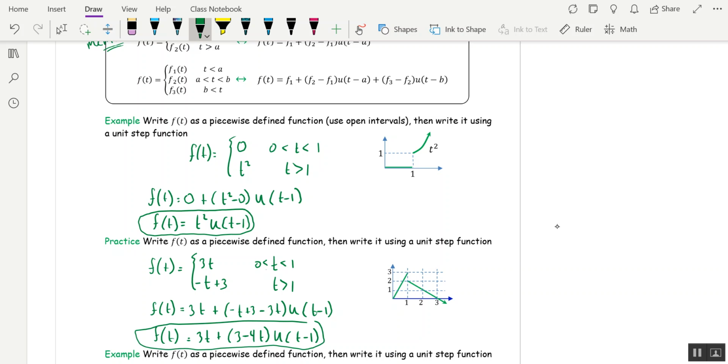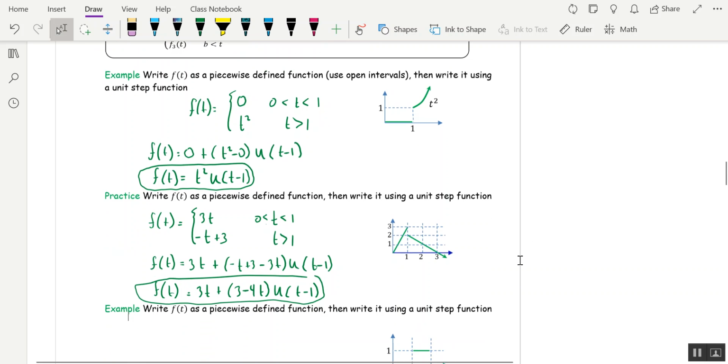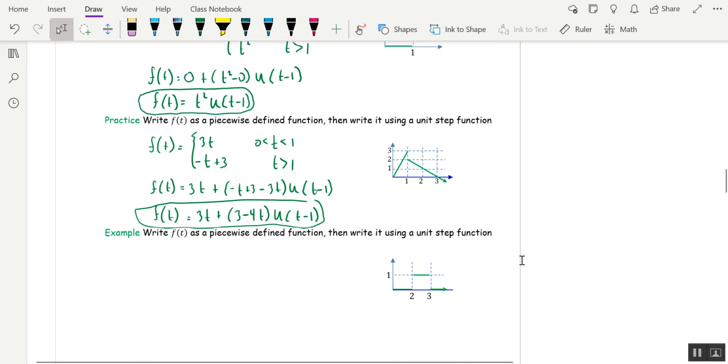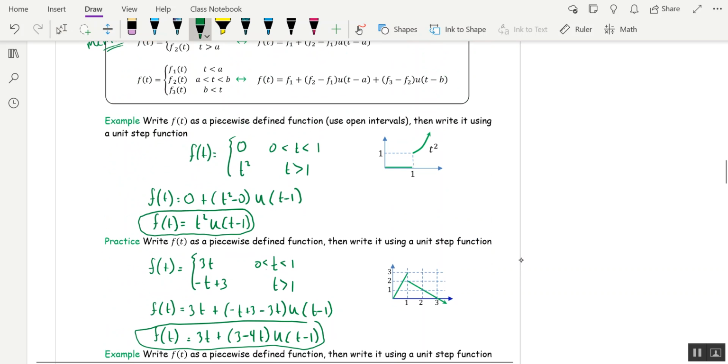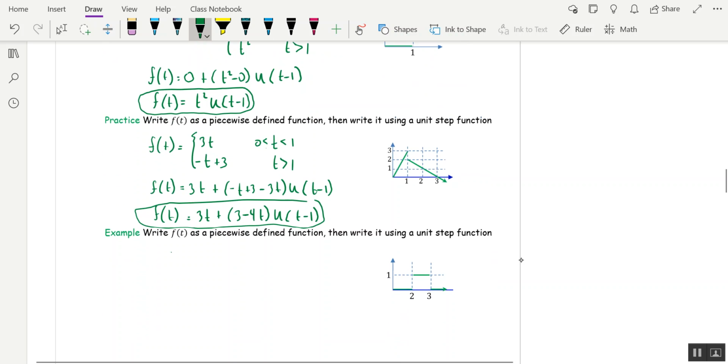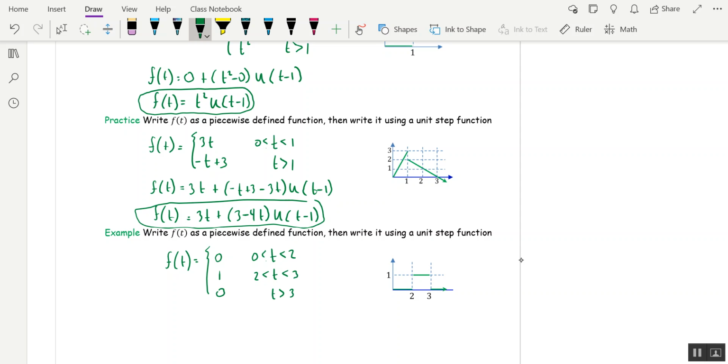All right, let's just do one more, and this is one with 3 functions, an f1, f2, f3. So I'm going to be using the second formula with the a's and the b's. And let's see, f of t equals, all right, we're going to be 0 if t is between 0 and 2, and then it jumps to 1 for t between 2 and 3, and then it goes back down to 0 for t greater than 3.